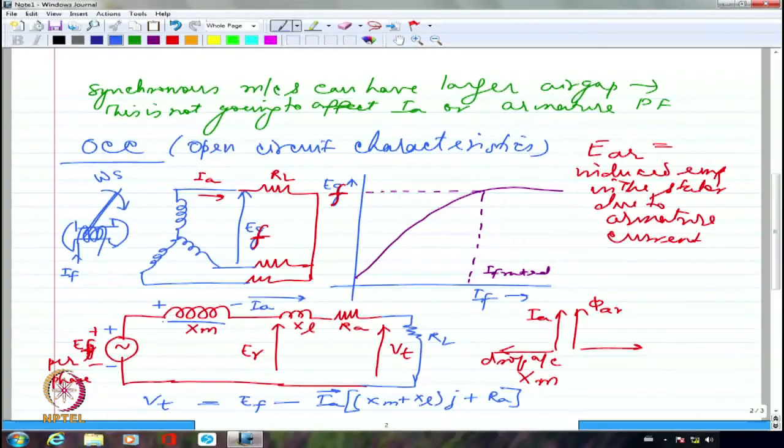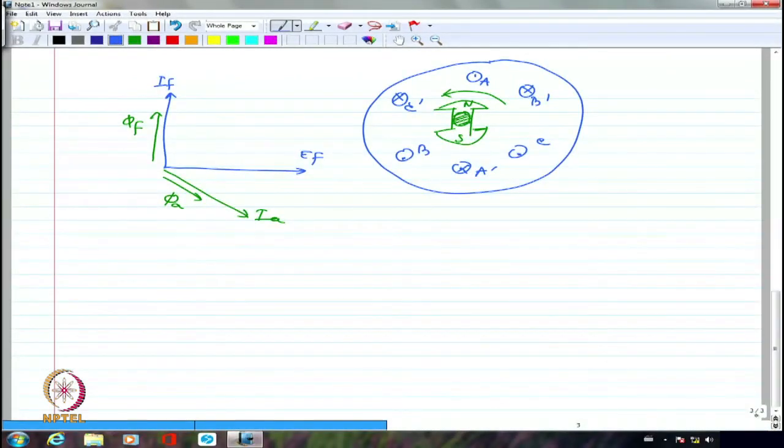Vectorial sum again. So if you look at it, let's go here to the phasor diagram. This is phi A, this is phi F, armature currents, due to the field, which is physically rotated. Exactly. Right? Any questions?